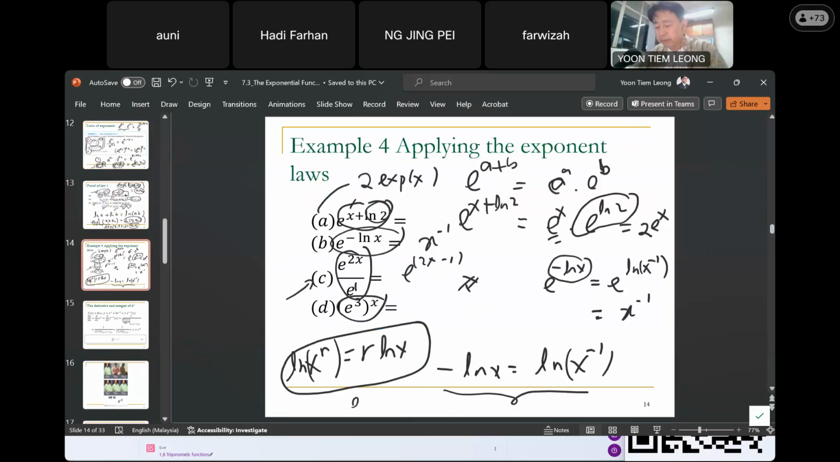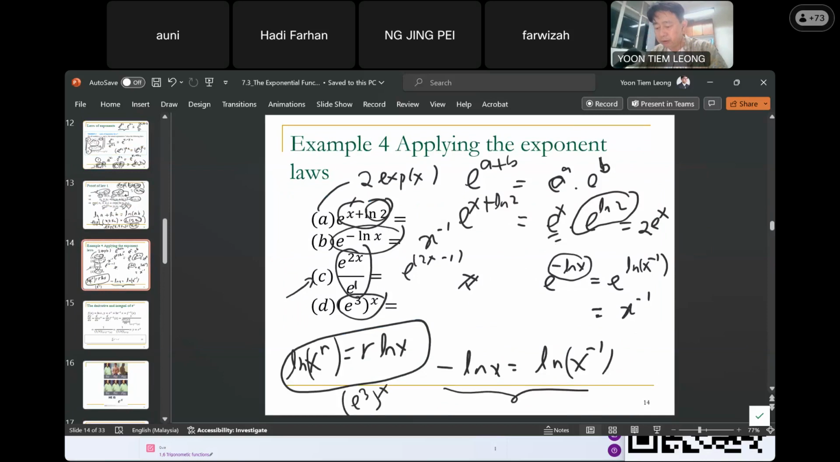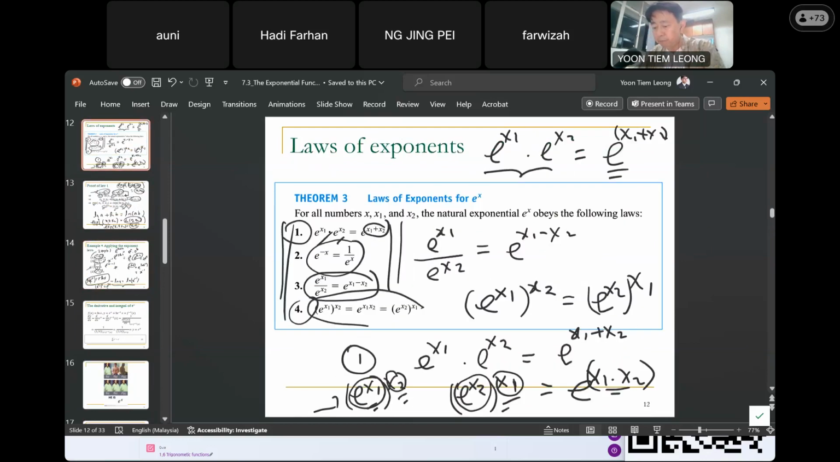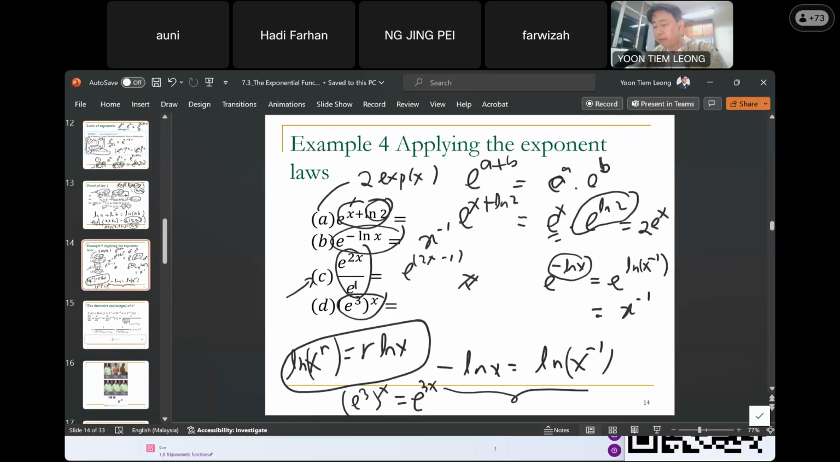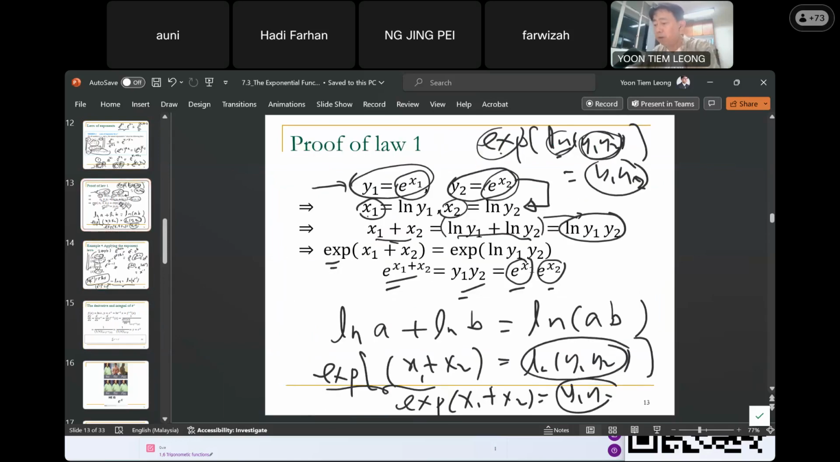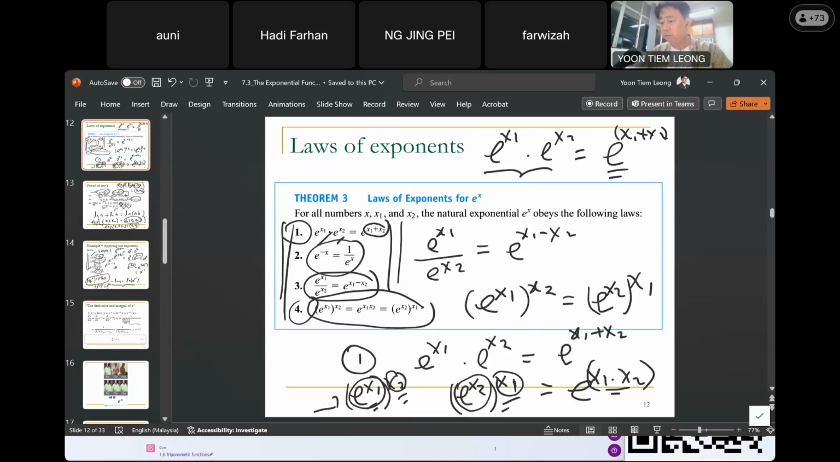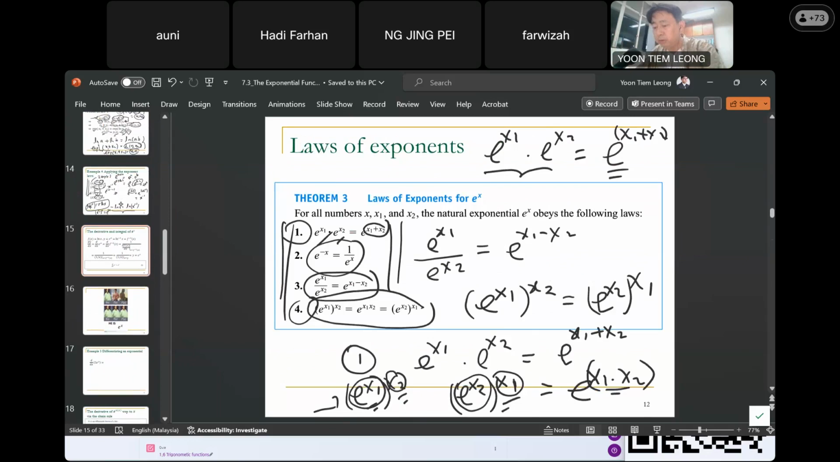Then part D is to say e to the power of 3, raised to the power of x, is the same as e raised to the power of 3x. This is to make use of the fourth law of the exponents. Therefore, here we have just demonstrated to you the applications of the power law for the exponential function. So these are all simple algebra. I believe that most of you have actually seen this before in your secondary school before you enter USM.